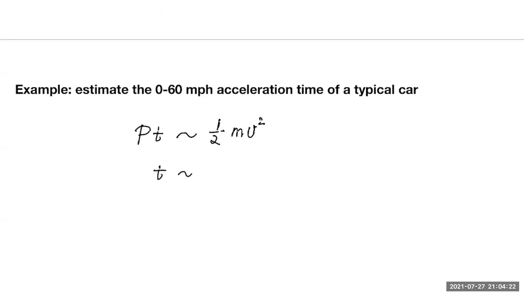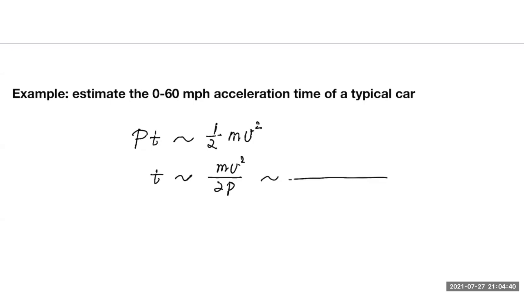The time it takes to reach a certain speed is roughly mv squared over 2P. Now, you notice I did not use an equal sign, okay? This symbol only means we're looking only at the order of magnitude. So let's look at some typical numbers, okay? The mass of a typical car, we're looking at about 1,500 kilograms, give or take. 1,500 kilograms. I'm using prime SI unit.